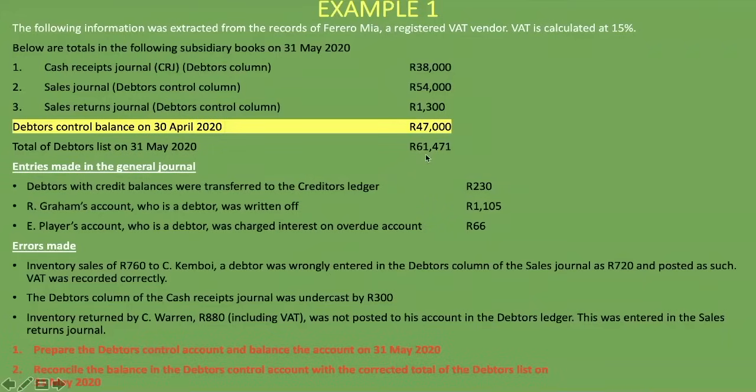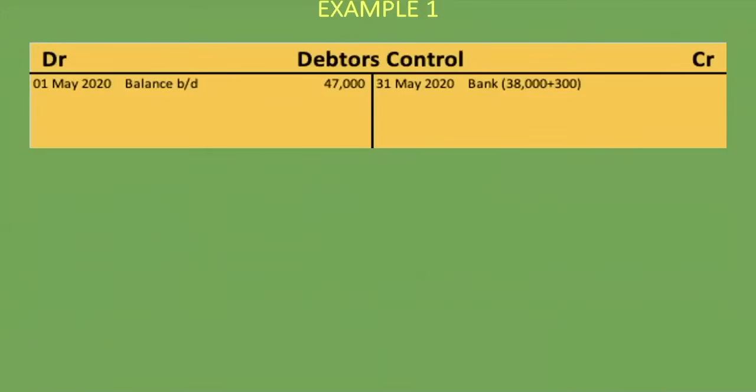I hope that has made sense, and you can see we have nothing else that affects our cash receipts journal debtors column. We're just going to take the 38,000 Rand plus the 300 Rand, and we will have our answer, which is 38,300 Rand. I hope that was simple enough. And why do we put it on the credit side? Because our debtors have paid us.